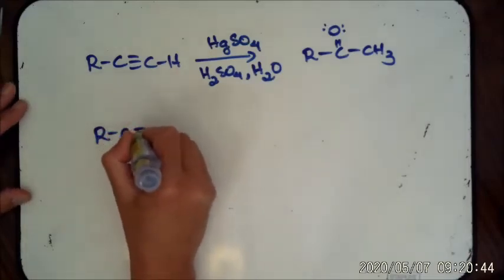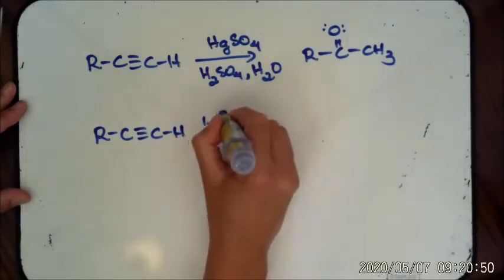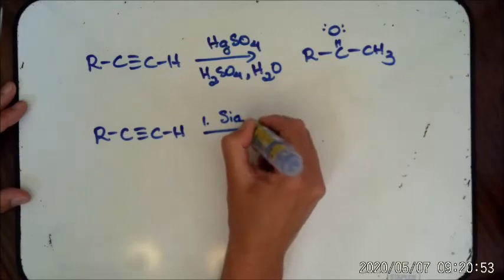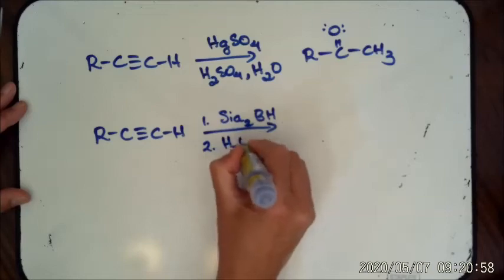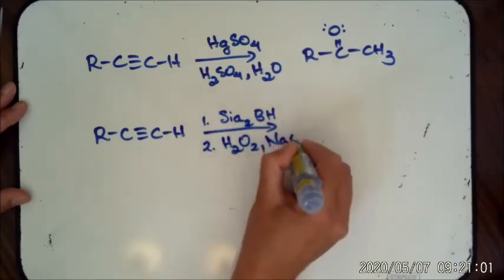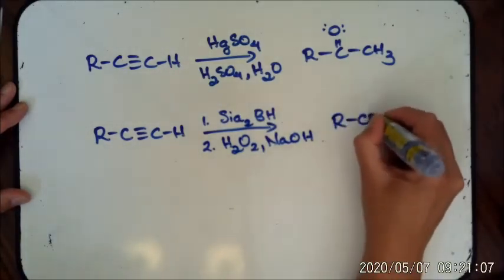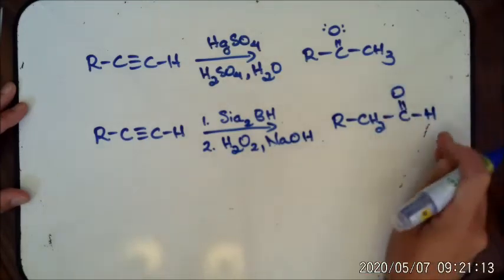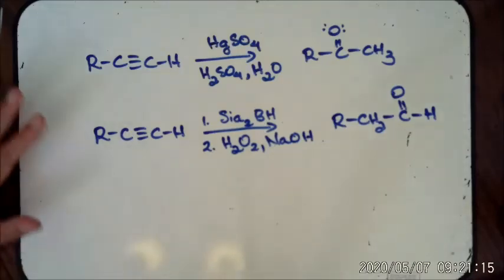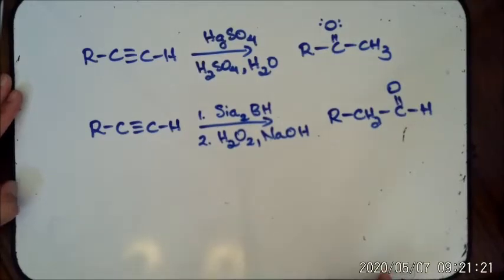If I want the anti-Markovnikov, then you're going to add di-sec-isoamyl borane, followed by oxidation with hydrogen peroxide and hydroxide. Okay? And what you get is your aldehyde. You add your water in the anti-Markovnikov orientation, and then it undergoes base catalyzed tautomerism.